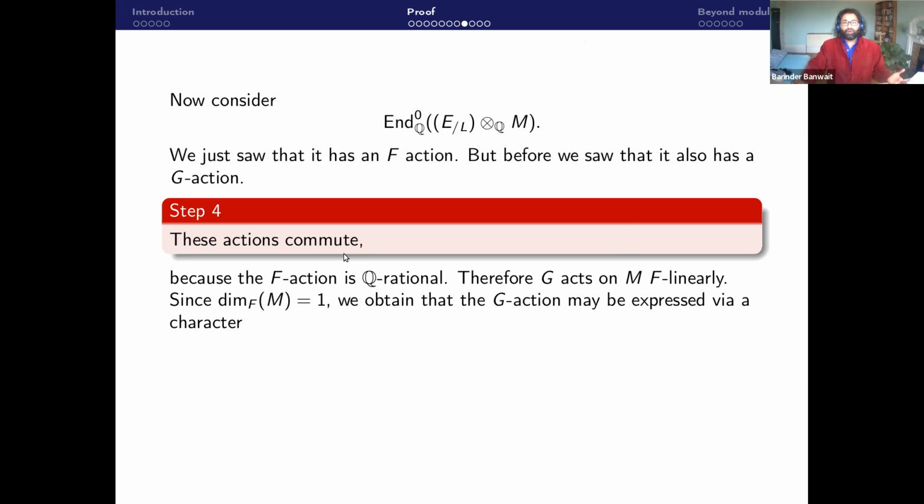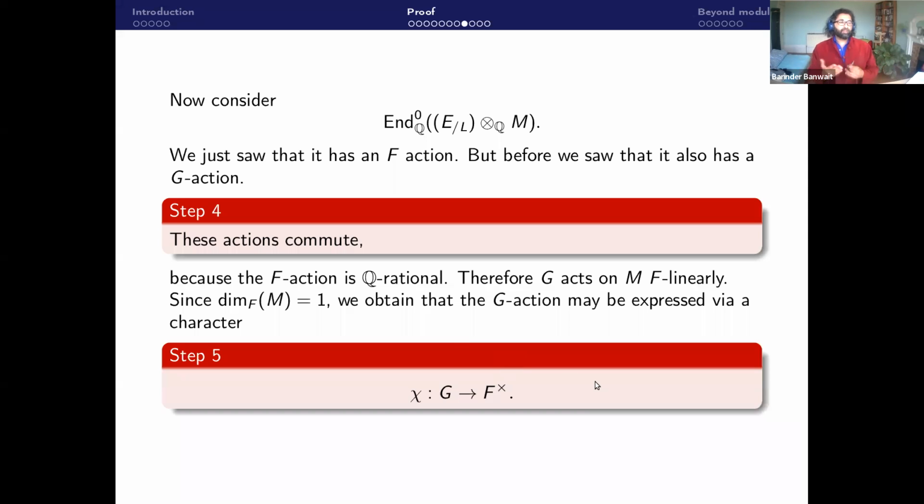But because the dimension of M as an F vector space is 1, that's just saying that the G action is a one-dimensional representation. So M is one-dimensional as a G representation, and so the action can be expressed by simply a character, which we'll call chi. So yeah, we are now understanding more about what this M is as a representation, and it's essentially given by this character chi.